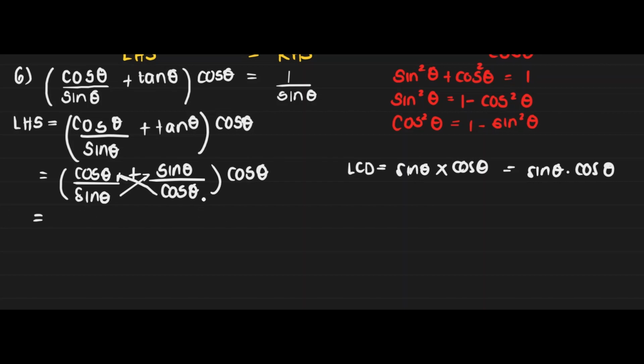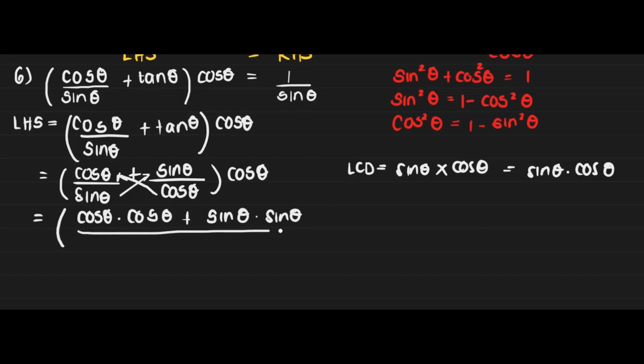So cos is going to be multiplied by cos. So it's going to be open bracket cos theta multiplied by cos theta, right? Plus this one, so they can balance out. It's going to be sine theta multiplied by sine theta, right? And this whole thing is going to be divided by the LCD, which is sine theta multiplied by cos theta, close bracket, cos theta.